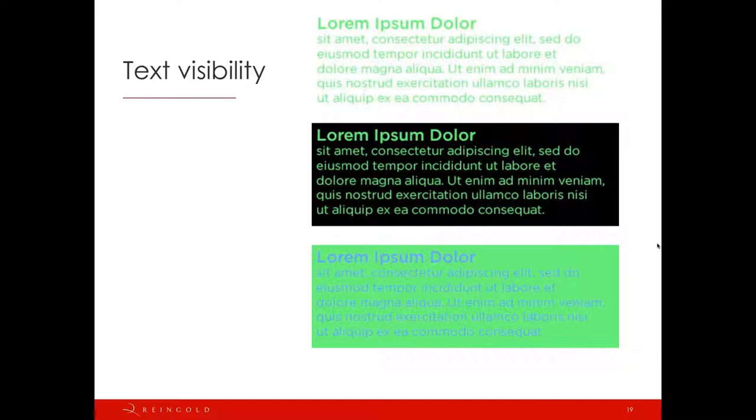So, for example, in this image here, the lime green text on a white background is hard to see, since those two colors don't differ in contrast enough, but that same lime green color on a black background is much clearer because they have a higher contrast ratio.